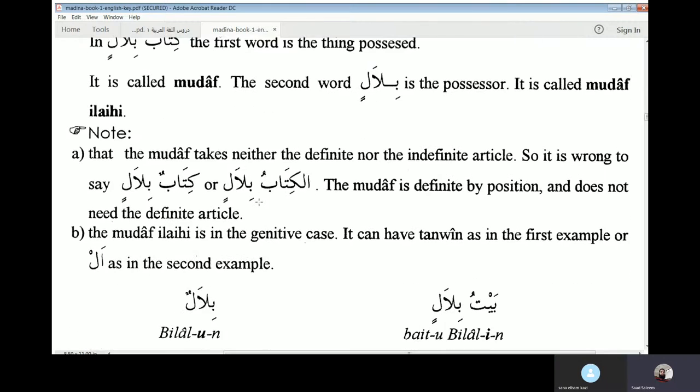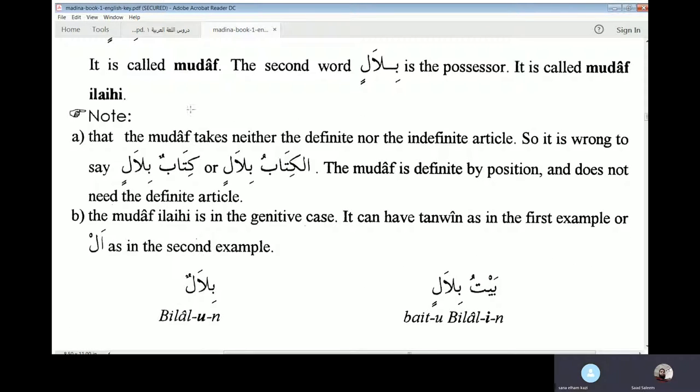Okay, Mr. Mujadid, continue reading. Note that the mudaf takes neither the definite nor the indefinite article. So, it is wrong to say Kitabun Bilalin or Al Kitabu Bilalin. The mudaf is definite by position and does not need the definite article. So with the mudaf, you cannot use tanween, and you cannot use alif lam. Remember this point.